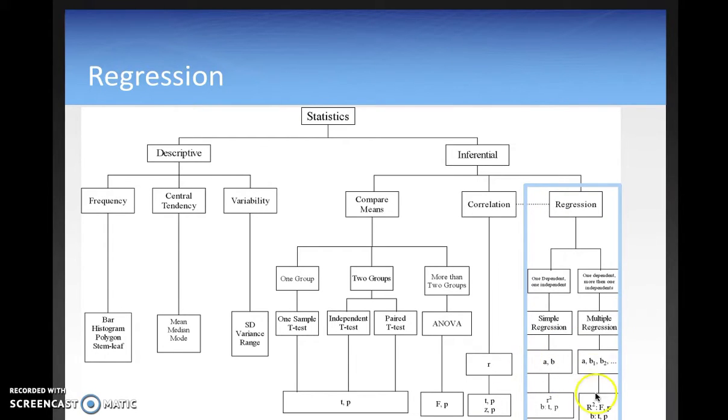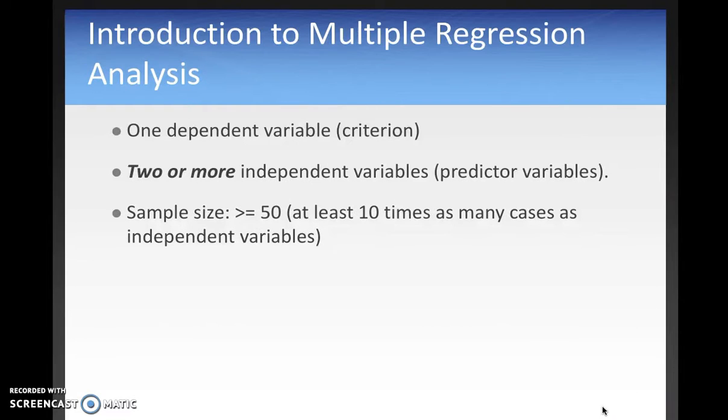You can see this as well. Instead of just having one b, we have a b1, b2, and so forth. Instead of having a small r square, we have a big r square. And we have then also different tests between the different models. So the main difference between simple regression and multiple regression is that there are two or more independent variables, so two or more predictors, and the sample size. Usually a rule of thumb is that you have at least 10 times as many cases as independent variables, preferably more than 50.